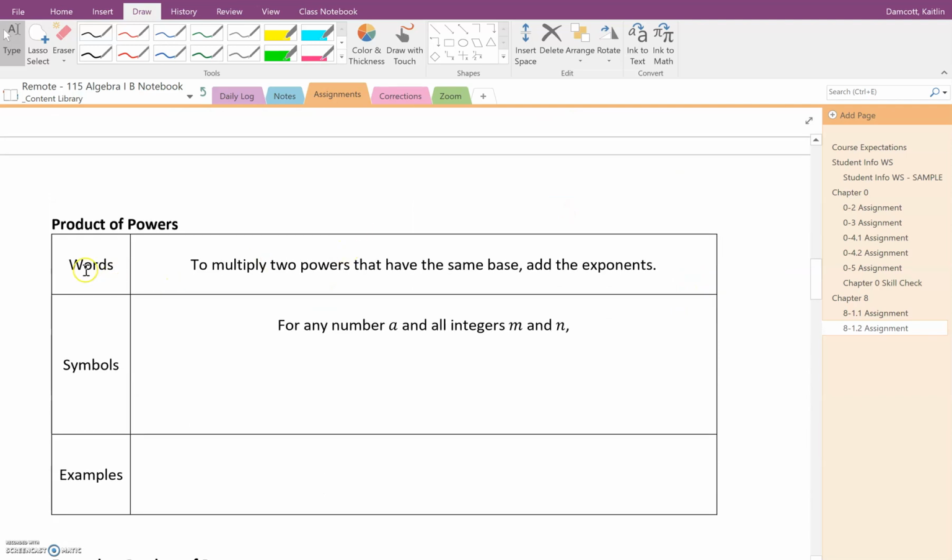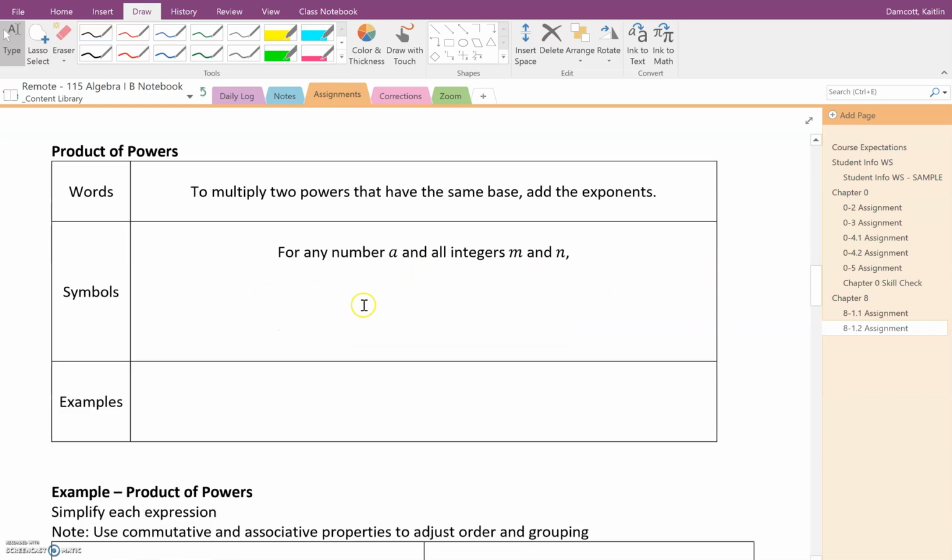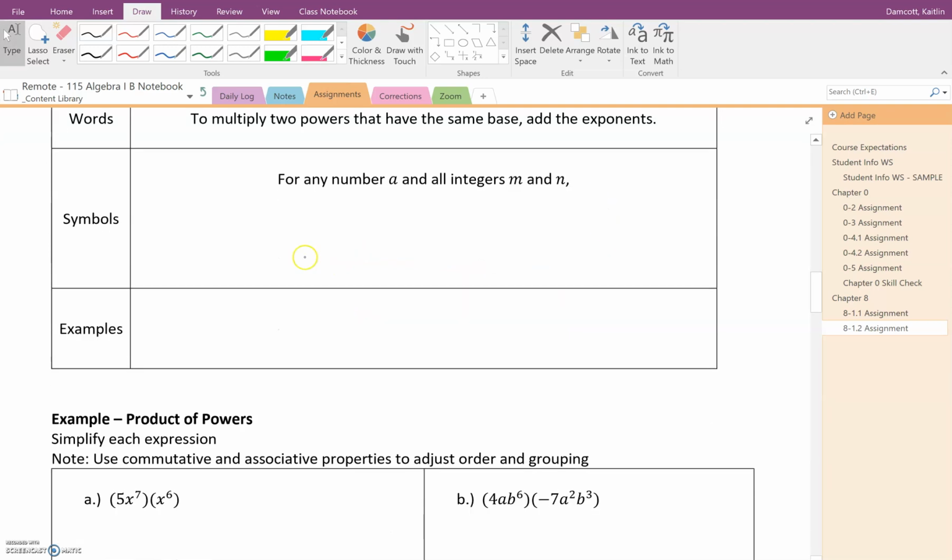So the product of powers, in words: to multiply two powers that have the same base, add the exponents. So for any number a and all integers m and n, this is what it's going to look like. If you have a to the m power times a to the n power, notice we have the same base of a and we've got the exponent m and the exponent n. All we need to do in order to simplify this is add our exponents together.